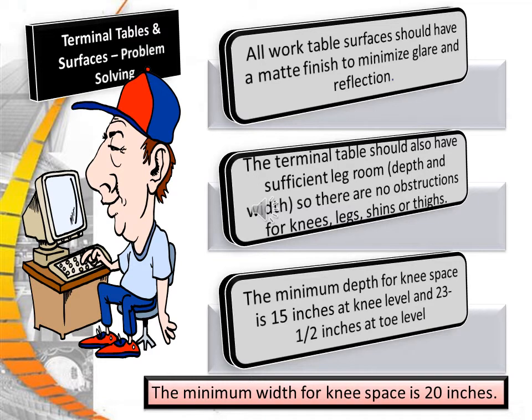The terminal table should have at least sufficient leg room so there are no obstructions for the knees, legs, shins, or thighs. The minimum depth for knee space is 15 inches at knee level and 23.5 inches at toe level. The minimum width for knee space is 20 inches.